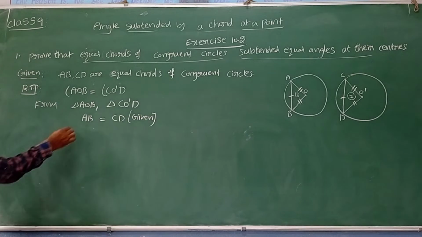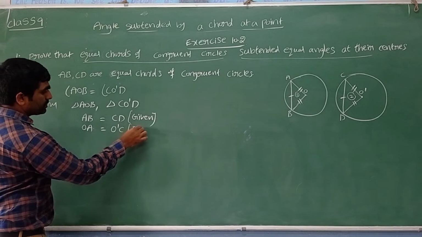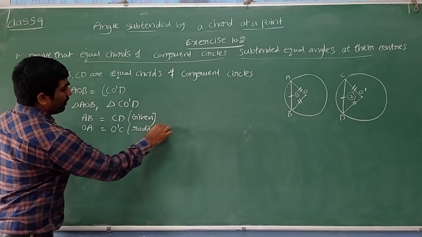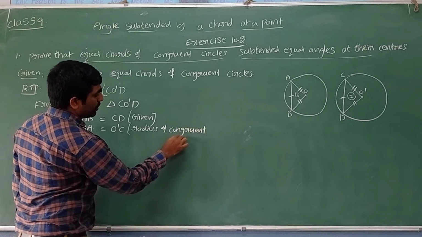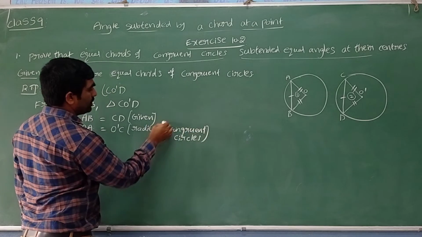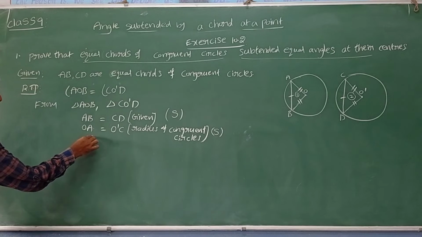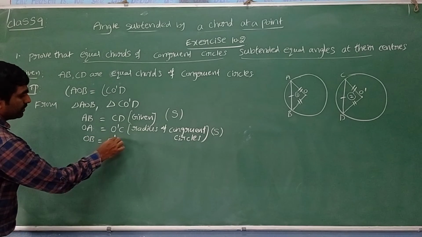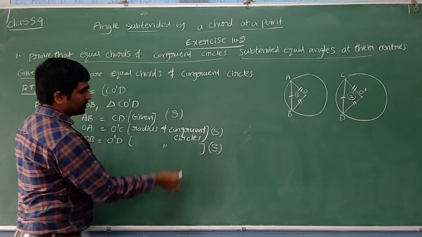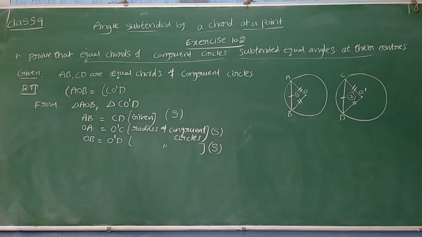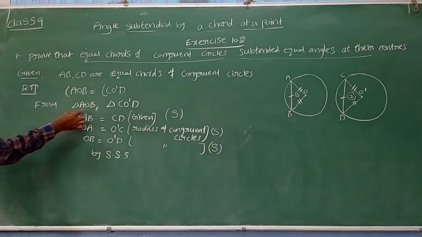And next I take OA. Length of OA is equal to length of O dash C. The reason: radius of congruent circles. Both are radii of congruent circles. See, one side is over, and here also one side is over. Next, length of OB is equal to length of O dash D. Even these two are also radii of congruent circles. With this we completed one more side also. Side, side, side. Now which criteria? By SSS congruency criteria, both the triangles are congruent.